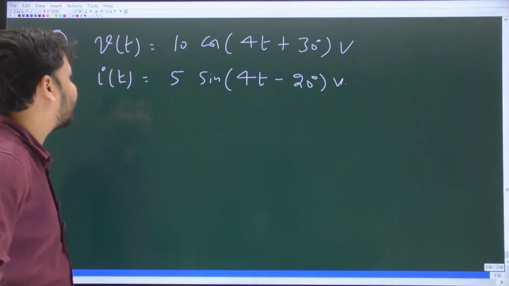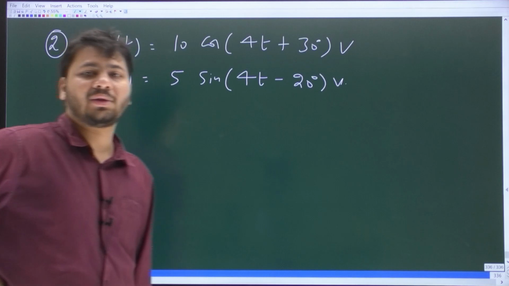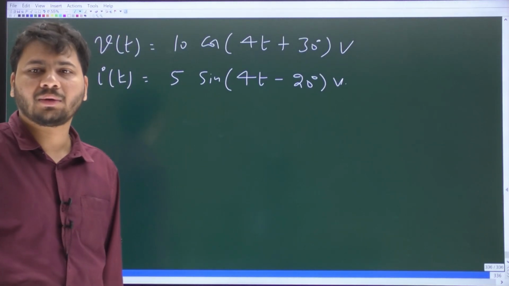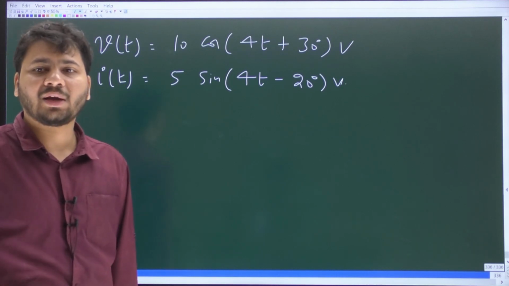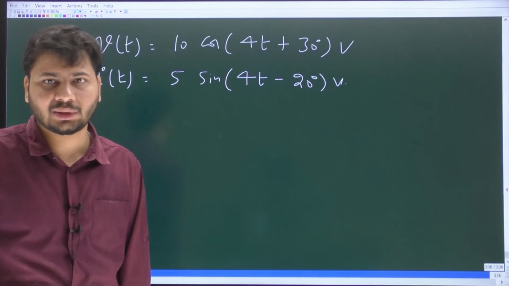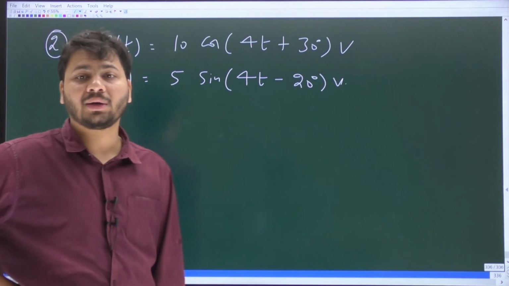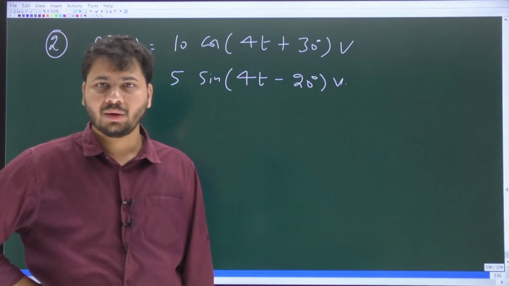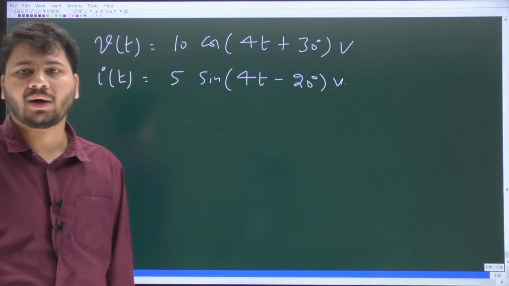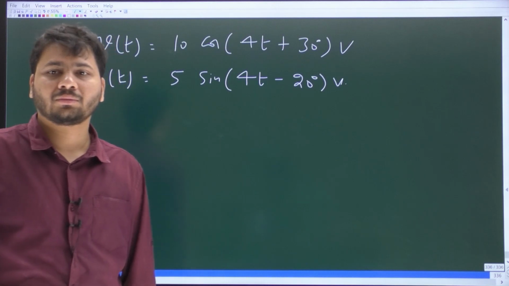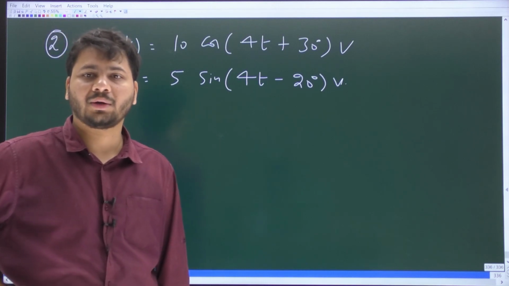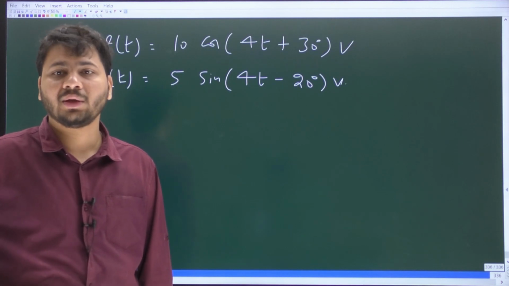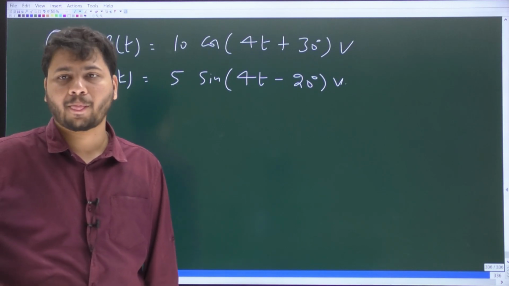So now the question is, which one is leading? What is the phase angle of the voltage? 30 degrees. What is the phase angle of the current? Minus 20 degrees. So tell me, which one is leading, voltage or current? Phase angle of voltage is 30 degrees. Phase angle of current is minus 20 degrees.